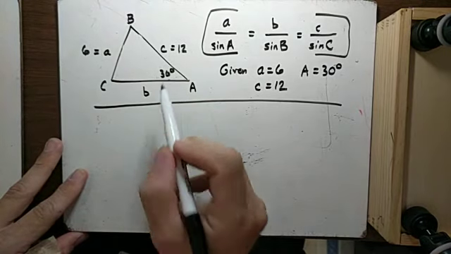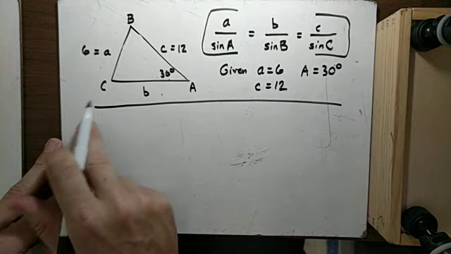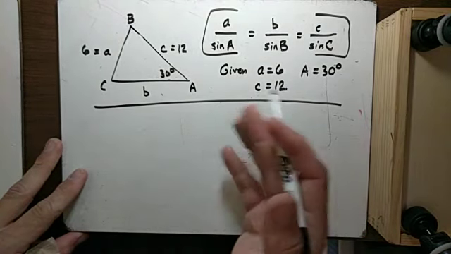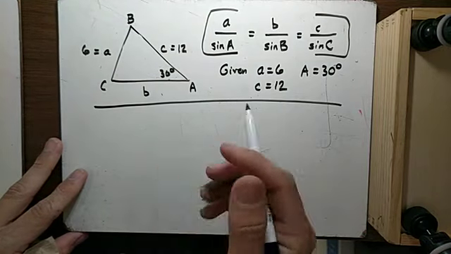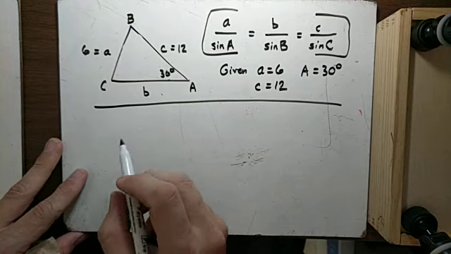Okay, so this is side-side-angle. This is called the ambiguous case, by the way, because the answer is ambiguous, with possibly two solutions. If there are two solutions, then the triangle is ambiguous. It could be acute or obtuse.